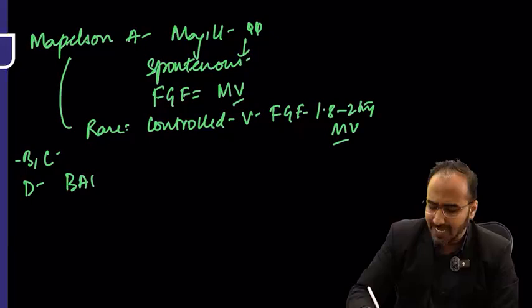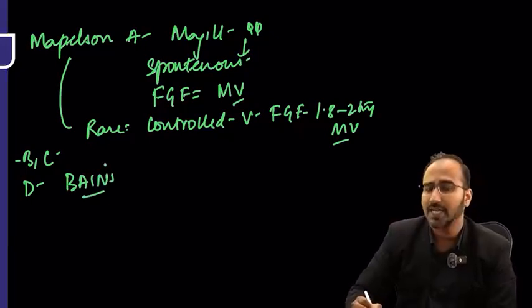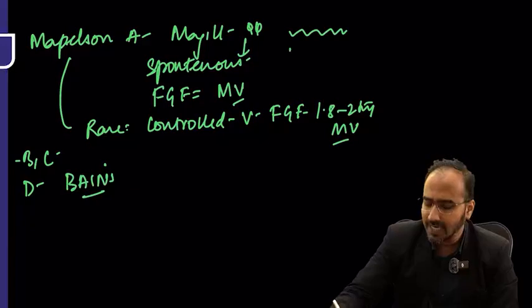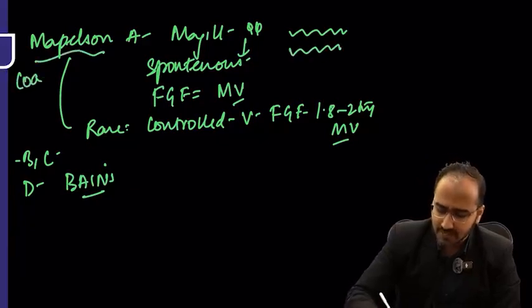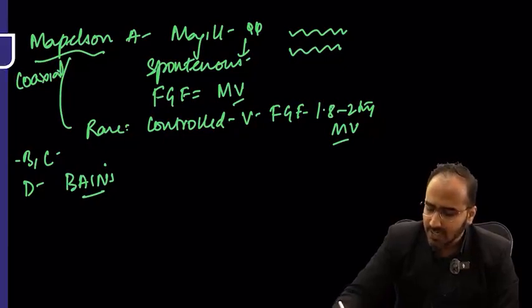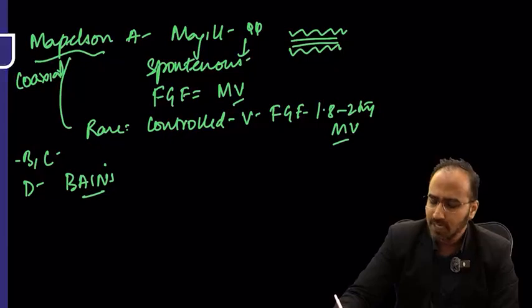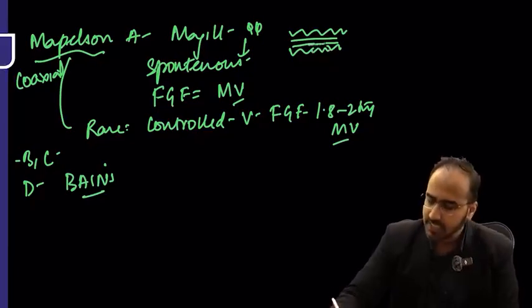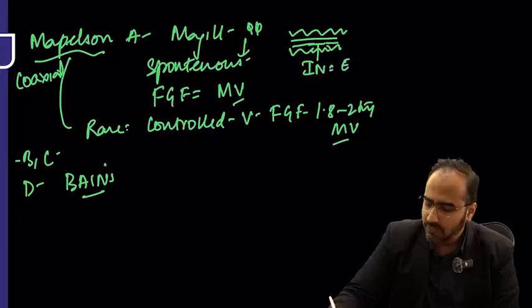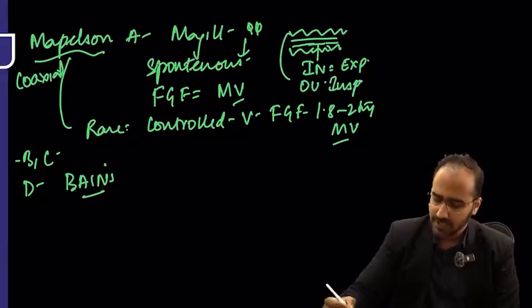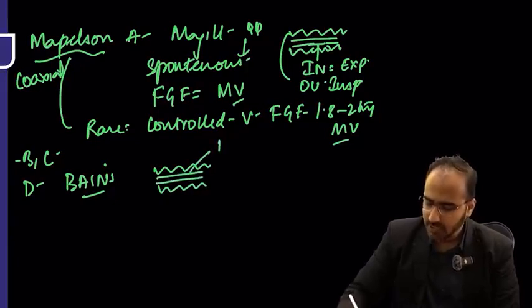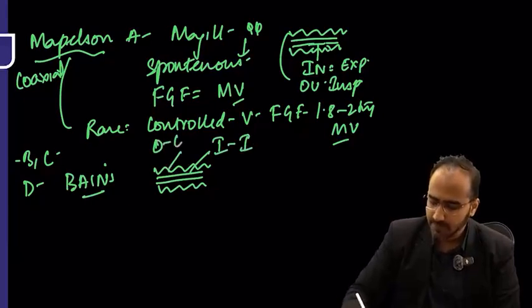Mapleson D circuit is also called the Bain circuit. It is also called what circuit, guys? Bain circuit. One thing is common in A and D circuits. What is the thing that is common in A and D? Both are coaxial circuits. What is meant by coaxial? In the corrugated tube, you have one more inner tube. In Mapleson A circuit, the inner tube is responsible for expiratory gases, whereas the outer tube is responsible for inspiratory gases. Whereas in the Bain circuit there are also two tubes. The inner tube is responsible for inspiratory, the outer for expiratory.